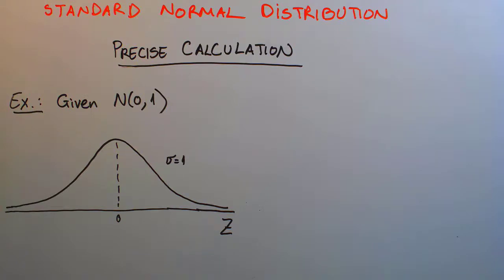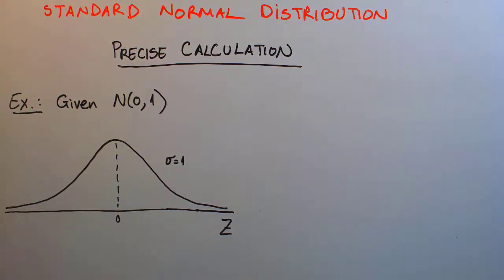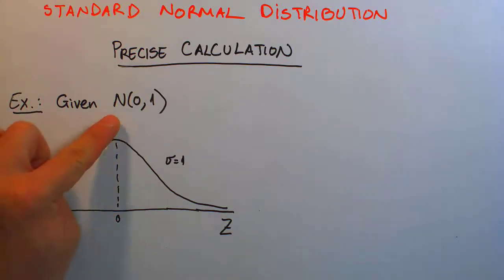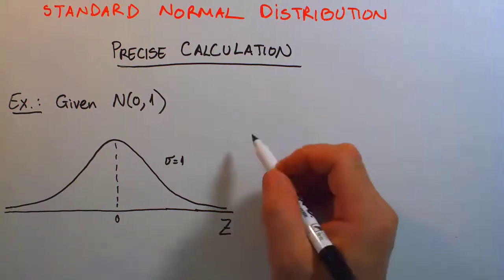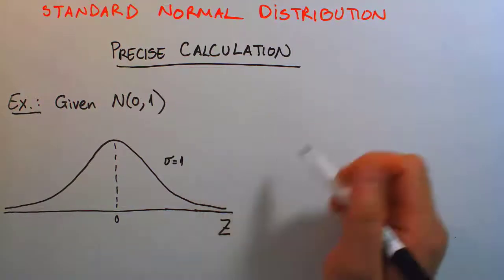All right, so now we are ready for a different class of problems. Once again, given that we are on a standard normal distribution, it's an N(0, 1), that nice bell curve with center at 0 and sigma 1. And here's the worded question.